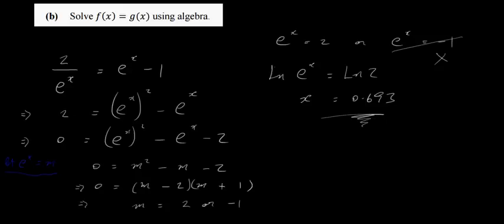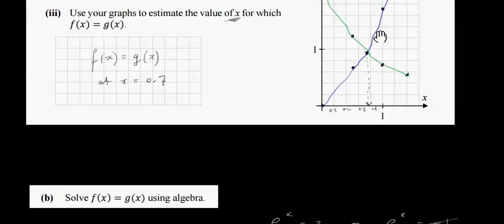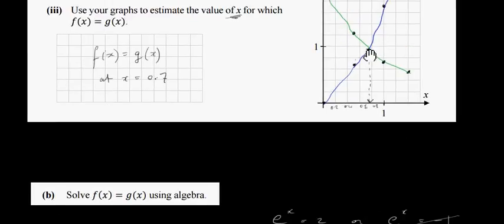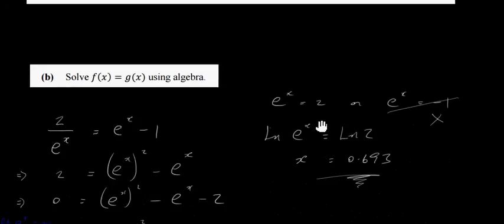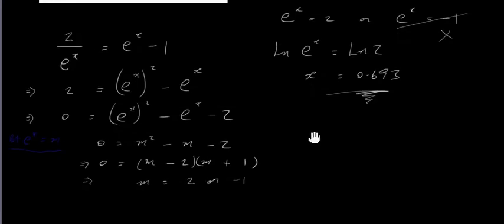And remember up here when we looked at the graph, because I'm a little bit shaky around here, I got somewhere around just over 0.7. But our actual solution is 0.693, so it's a little bit to the left of this here. Okay, so that's really that one. Let's move on to the next one.